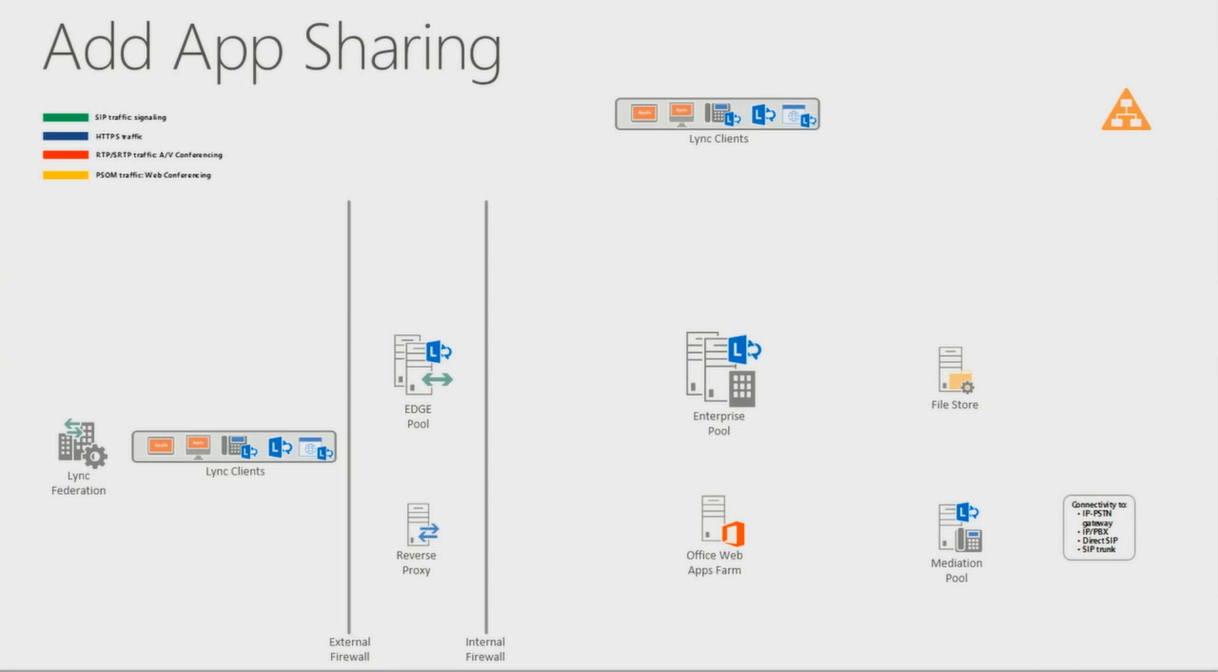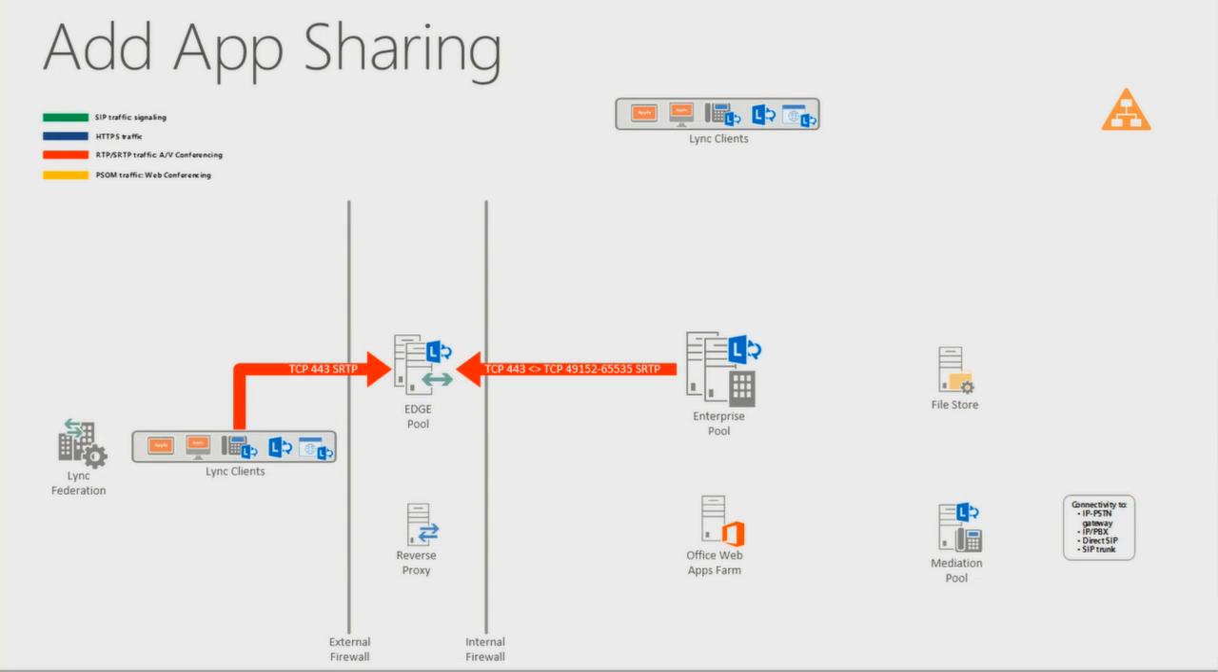So if you look at app sharing, again, it's essentially the same as audio and video, except for a little bit of difference on the server side. So we are adding application sharing. Again, the client will be sending, well, at this time it's not UDP. We are going to do TCP because it's TCP-based. RDP in Lync is still TCP. So we're going to send it to 443 on the edge server side.